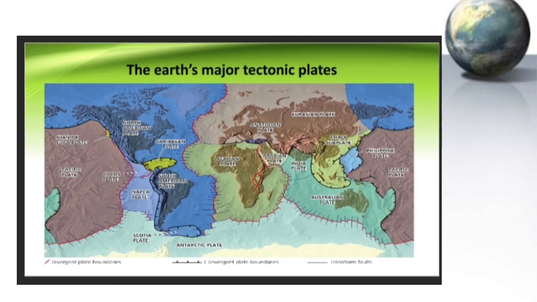Next, the Earth's major tectonic plates. The image is a map of Earth's major tectonic plates. It shows the boundaries between these plates categorized as divergent, where plates move apart, convergent, where plates collide, and transform, where plates slide past each other. The different colors represent the various tectonic plates, highlighting their relative sizes and positions across the globe.